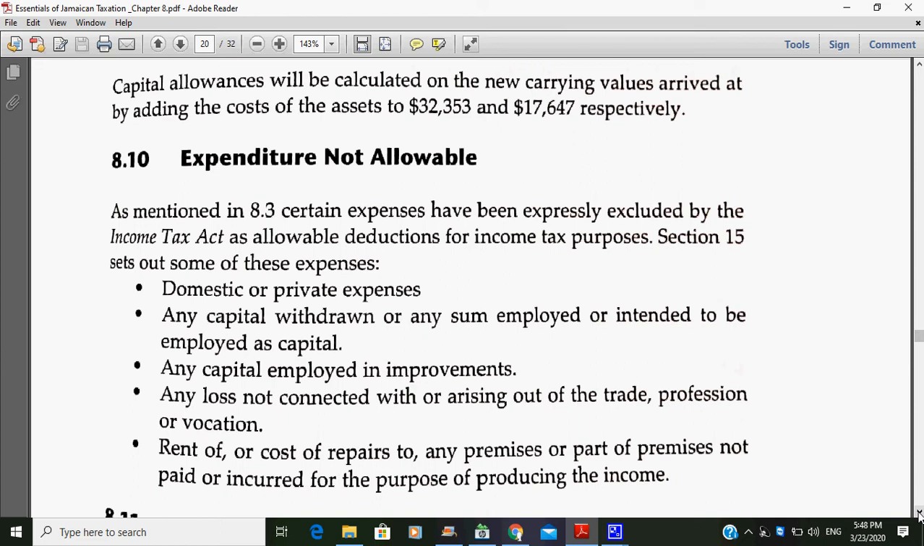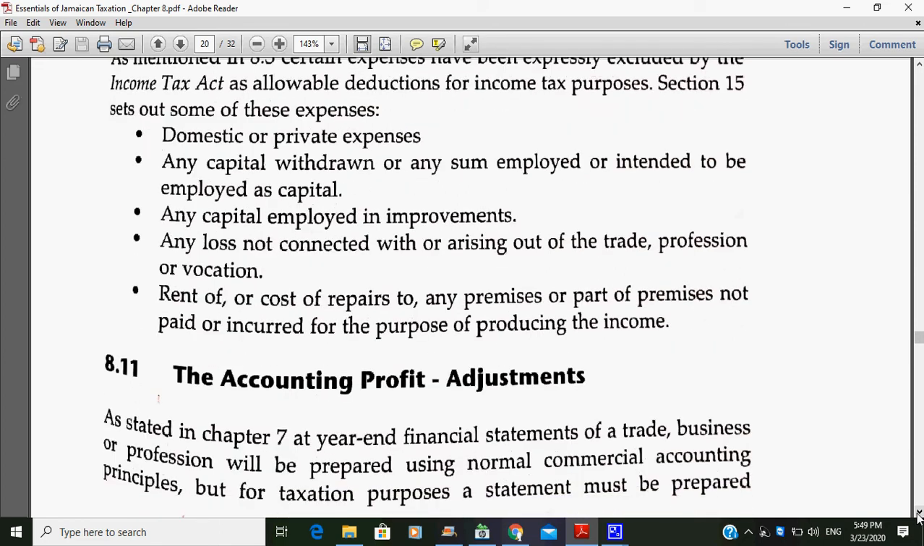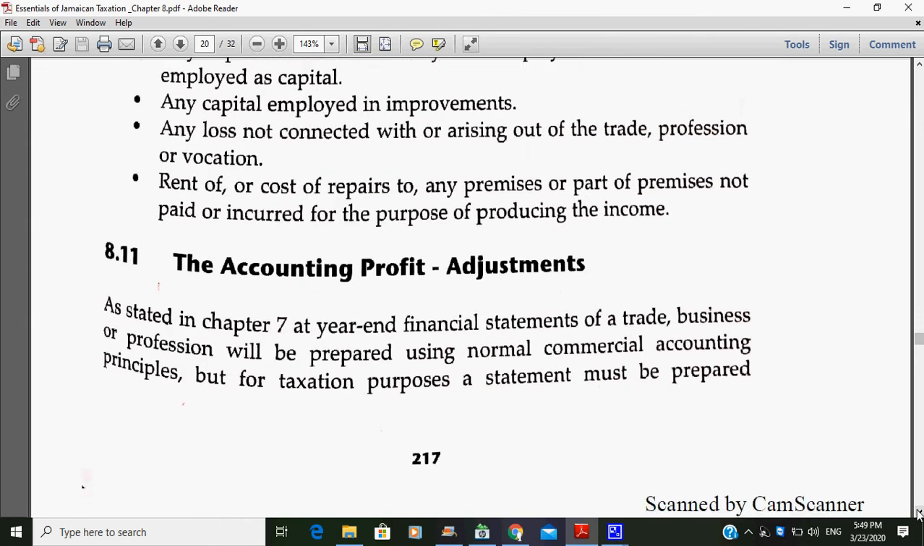Here, domestic or private expenses are not allowable. Any capital withdrawn or any sum employed or intended to be employed as capital, any capital employed in improvements, any loss not connected with or arising out of the trade, profession, or vocation, rent of or cost of repairs to any premises or part of premises not paid or incurred for the purpose of what? Producing income. Alright.